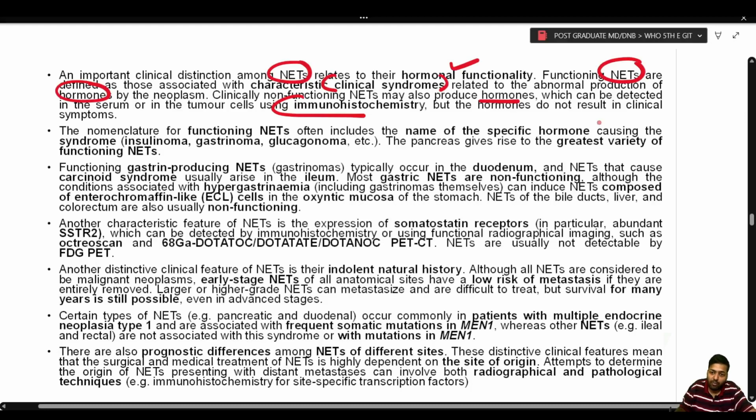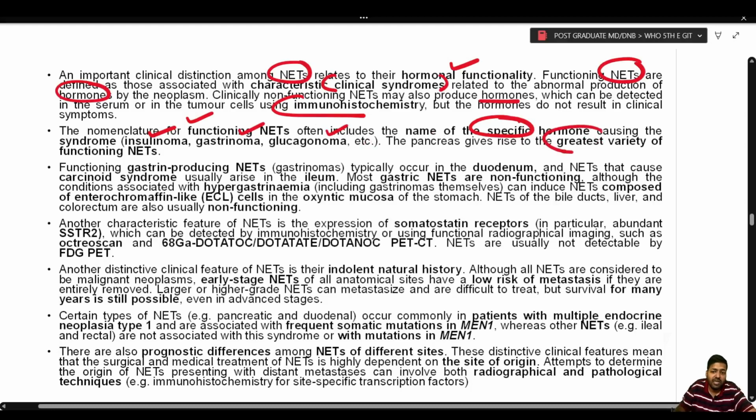So the neuroendocrine tumors can be functioning or non-functioning. That means clinically they might show signs and symptoms or they might not, and usually they have hormones in their body, so they are positive, but just the presence of hormones does not indicate a clinical symptom. The nomenclature for functioning neuroendocrine tumor often includes the name of the specific hormone causing the syndrome. For example, in case of an insulinoma, because insulin is released, so insulinoma. Gastrinoma from gastrin producing tumors, glucagonoma, similarly like that.